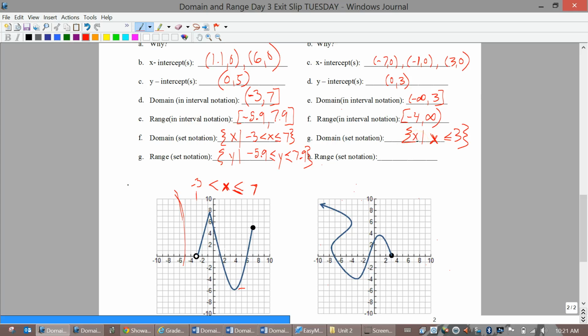Drop the rest of this stuff in. You have to have all that stuff. So it would be a good idea if you actually wrote this down in your notes. You knew that was coming. Range, the lowest, -4 and above, right? The graph starts at -4, all the way down, and then goes up forever. So it's y is greater than or equal to -4.